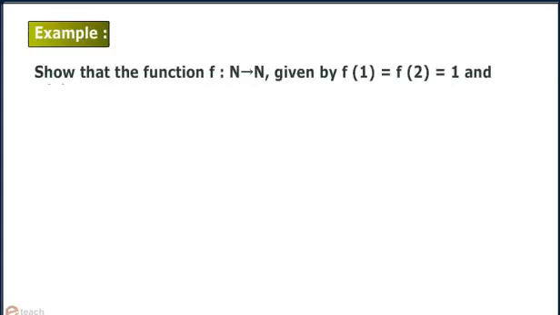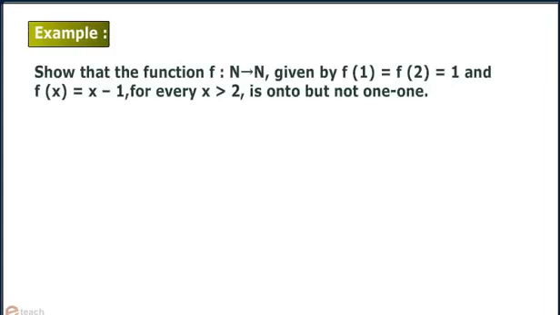Let us have another example. Show that the function f defined from N to N given by f(1) is equal to f(2) is equal to 1 and f(x) is equal to x minus 1 for every x greater than 2 is onto but not one-one. Let us have the solution.